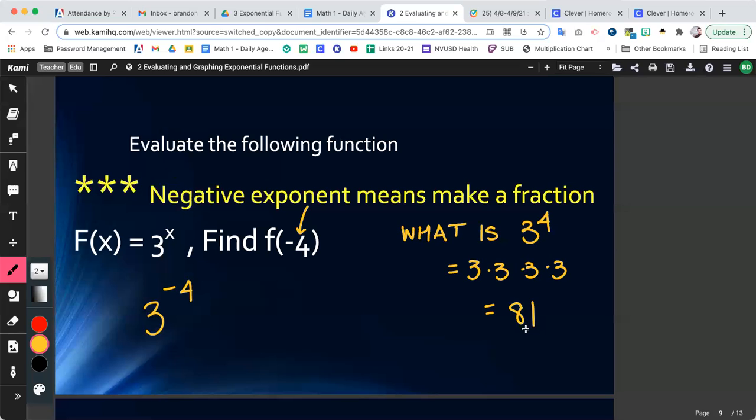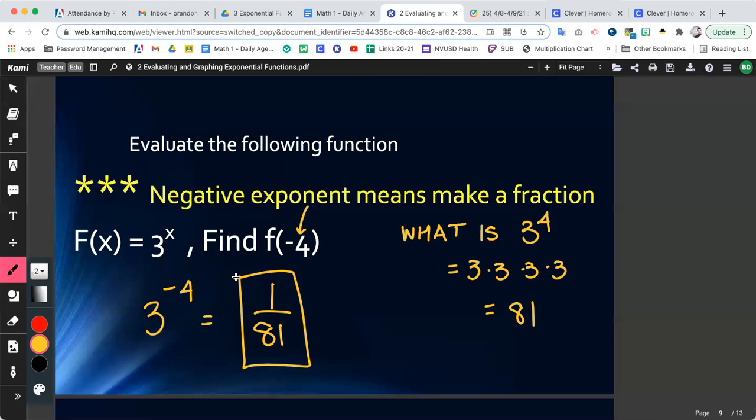81, okay? So because the positive version, 3 to the 4th, is 81, we just have to turn that into a fraction. So we do 1 over 81. That is our answer. Okay. So with negative exponents, it's honestly super simple. You have to think about what the answer would be if it didn't have a negative, and put it in a fraction. So 1 over whatever the answer would be if it were positive. Exactly. Okay. That makes sense for the negative exponents.